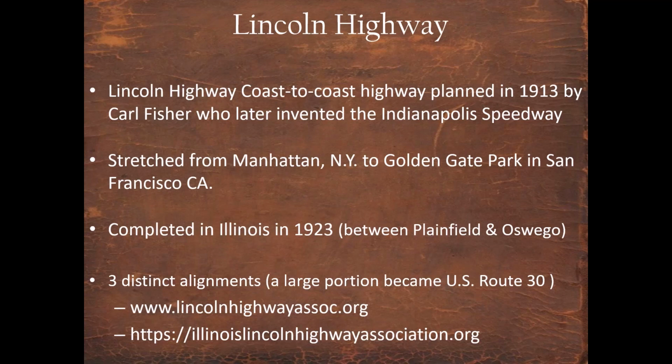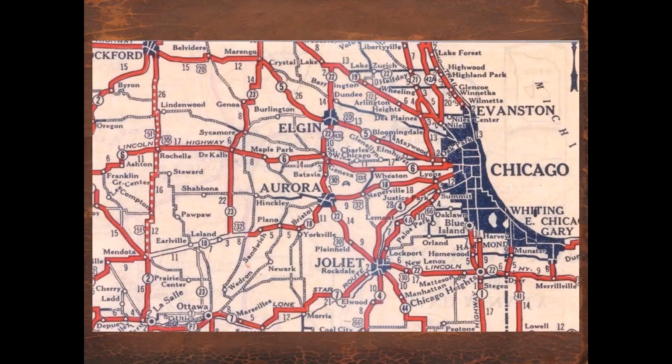So like I said, there were 3 alignments. You can see those maps by going through either the Illinois Lincoln Highway Association or the National Lincoln Highway Association. But think about how the Lincoln Highway really spurred road construction in Illinois alone. A lot of these routes don't really exist as we would see them on this map from Rand McNally in 1922. But if you look between Joliet and Chicago, you'll see Route 4 and Route 4A. That's what becomes Route 66.